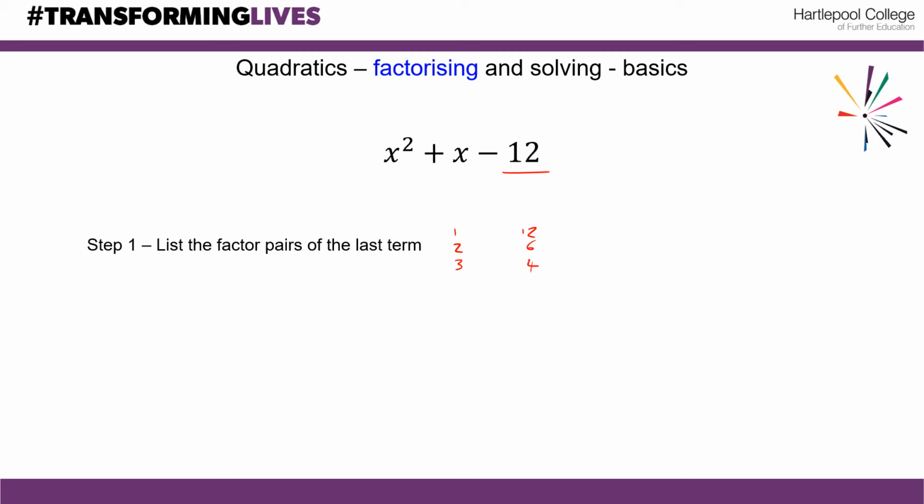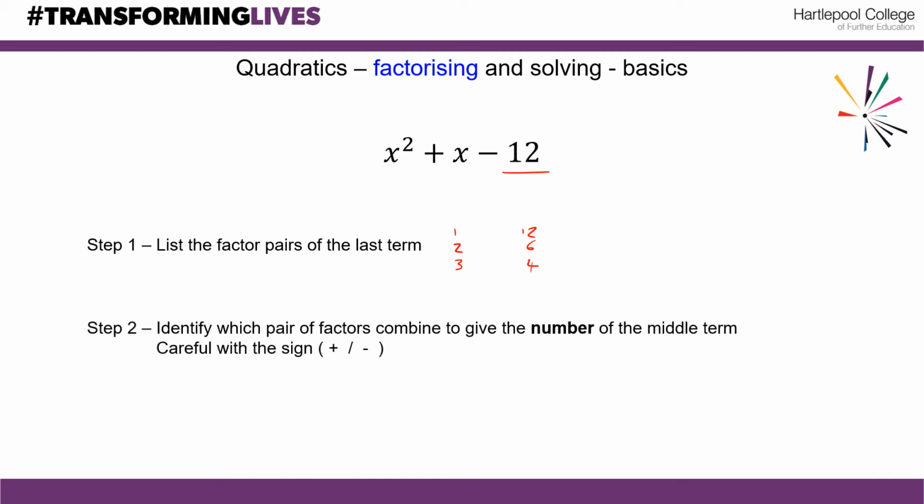So they're our factors. Now, we need to identify which pair of factors combine to give the number of the middle term. We've got to be really careful with the signs. Now, remember what we said. To have a negative number, we need one positive term and one negative term. So if we were to put them in brackets, we've got x in the front of each. We need one positive term and one negative term. And we need 1x.